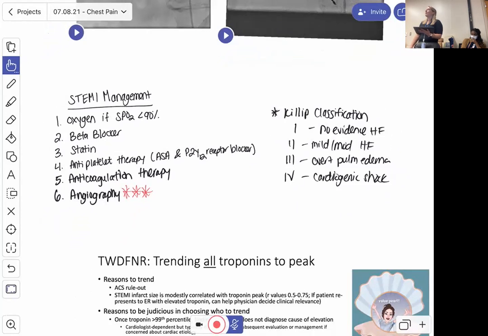It basically has to do with evidence of heart failure on exam. So if somebody's STEMI is so massive that they go into cardiogenic shock from it, you don't want to give them a beta blocker. But if you have Killip classification 1, no evidence of heart failure, it is okay to start them off on something. Always ask your cards fellow if you are worried or afraid about starting that.